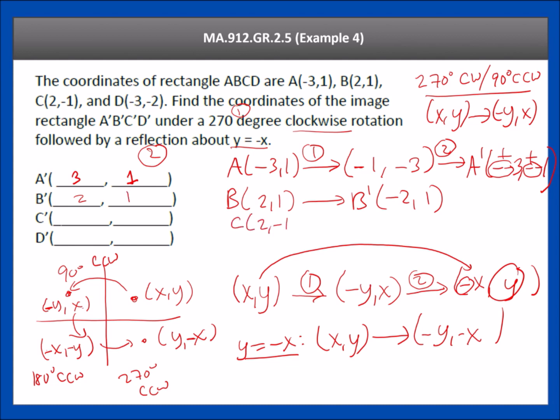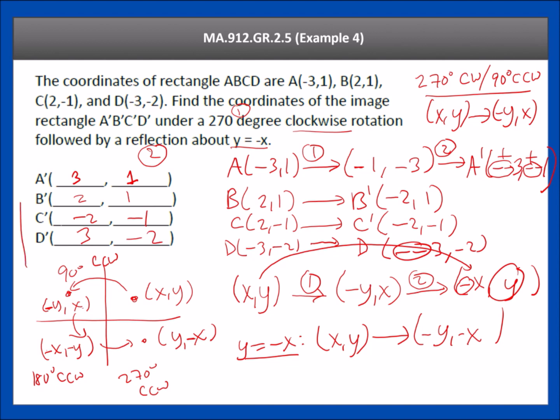C is (2, -1). Well, if I do both transformations at the same time, one after the other, it's going to be (-2, -1). And then finally, if I do D, which is (-3, -2), I just put a negative in front of 3, which turns it into a double negative, which is a positive. It's going to be (3, -2). And that is your answer. And then, of course, you can graph it and get the transformed rectangle, but we won't graph it here.